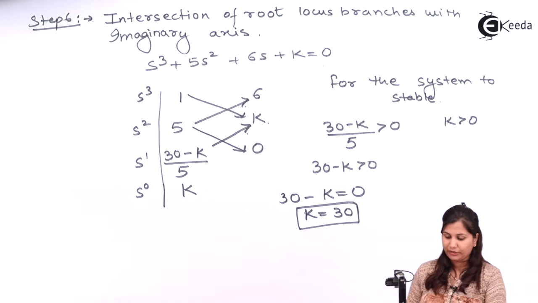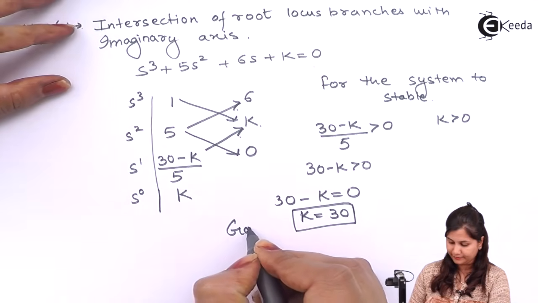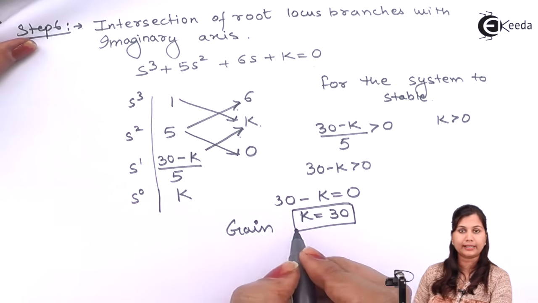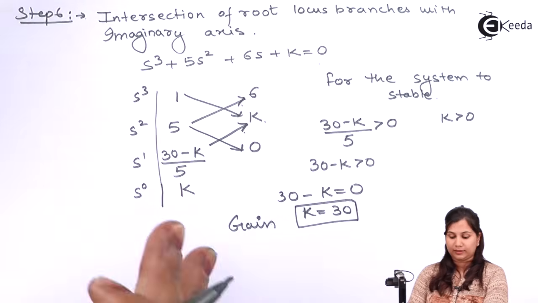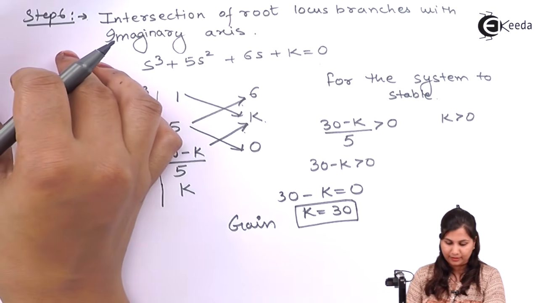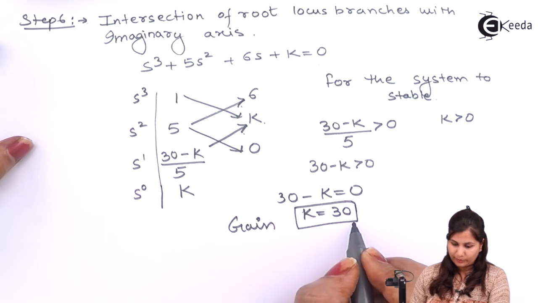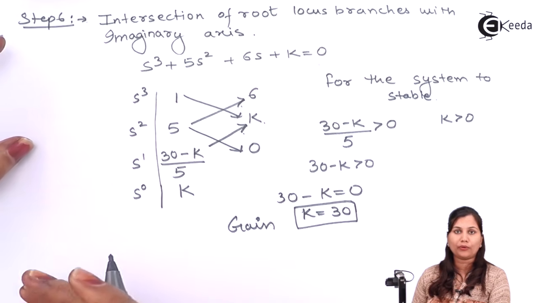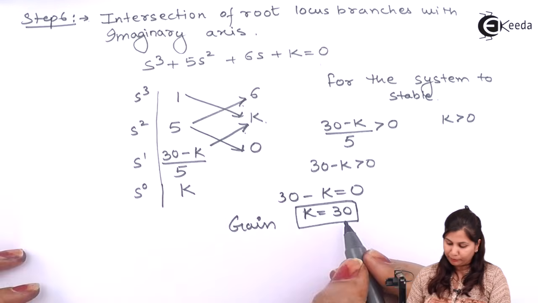Okay. So we have obtained the value of k, that is our gain. And this is the intersection of the root locus branches with the imaginary axis. Now, for this k equals 30, we are going to determine the value of omega. Gain we have obtained.